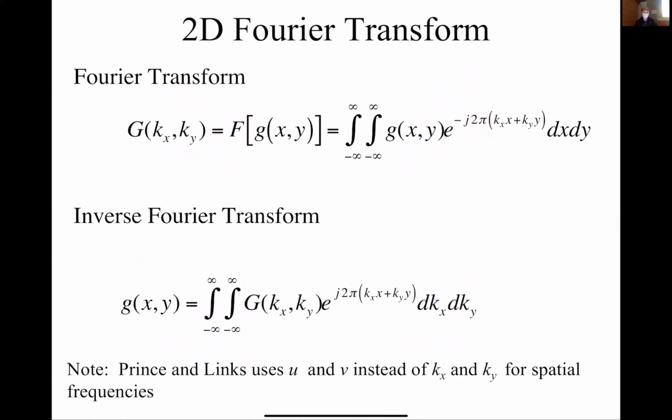Okay, so let's just recap again. Where we're headed is we want to get to the Fourier transform. So let's recap what the Fourier transform does. If I want the Fourier transform of some function g(x,y), then I have to take that function and multiply it by this complex phasor term, right? And then after I do that multiplication, I need to integrate over all of x and y.